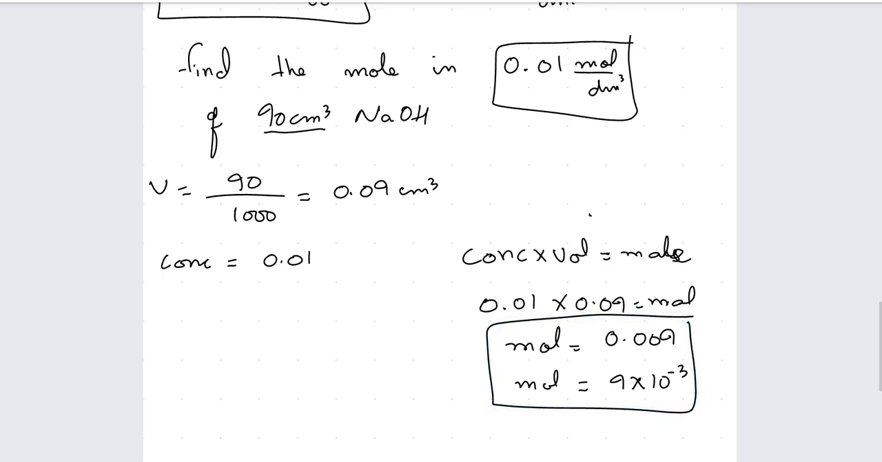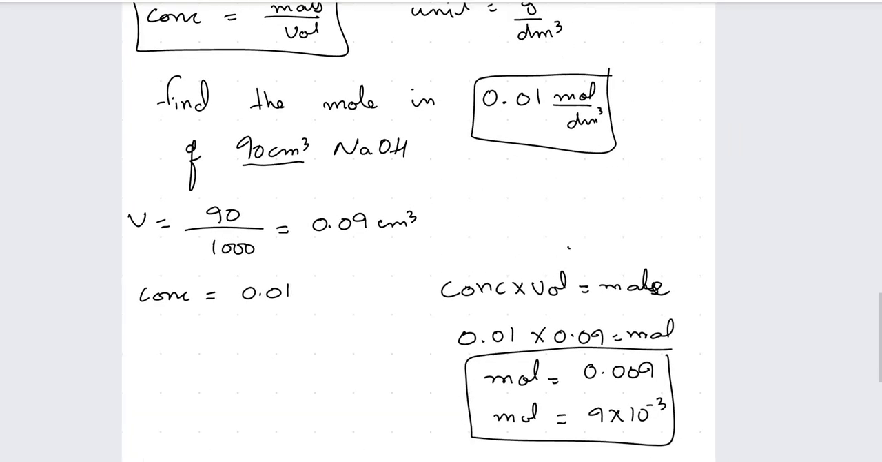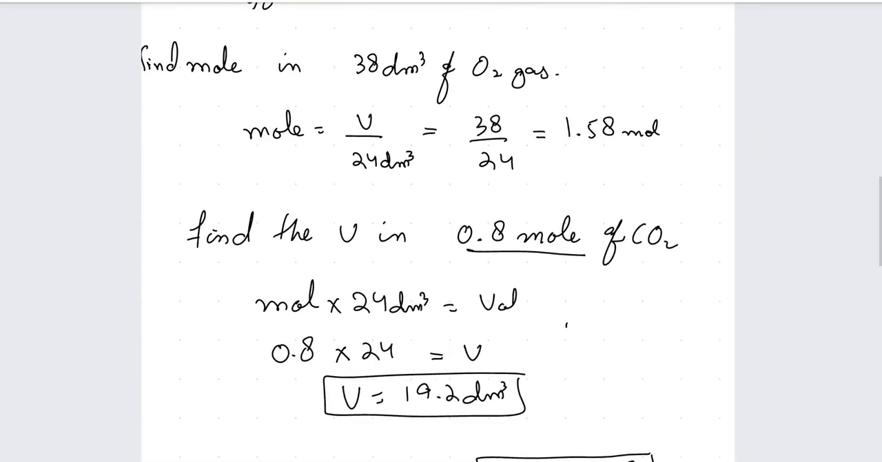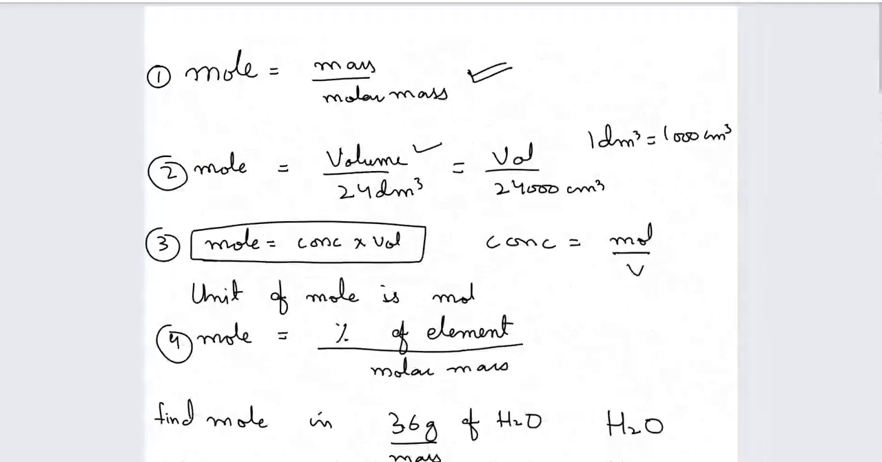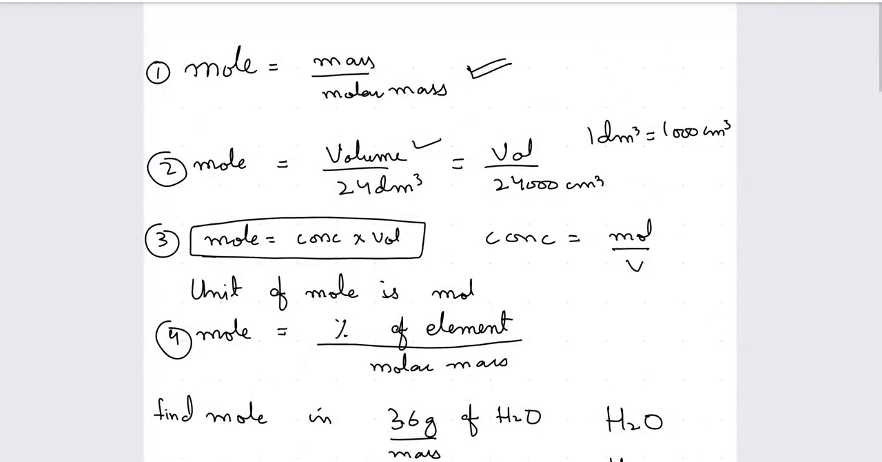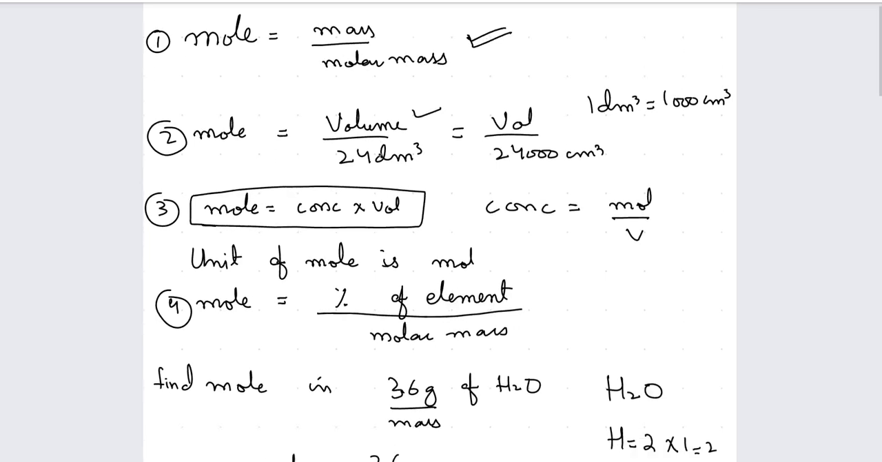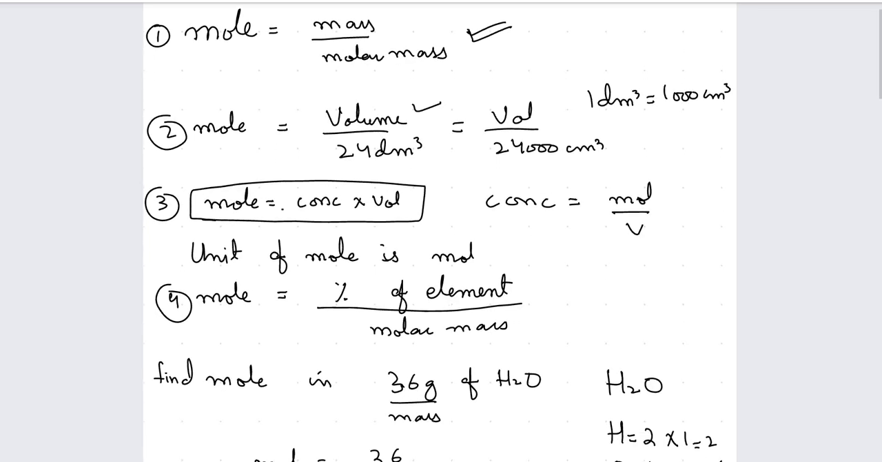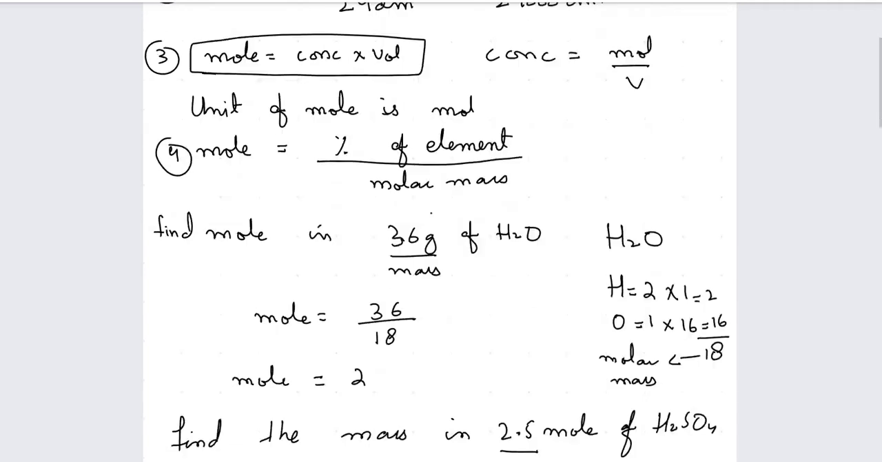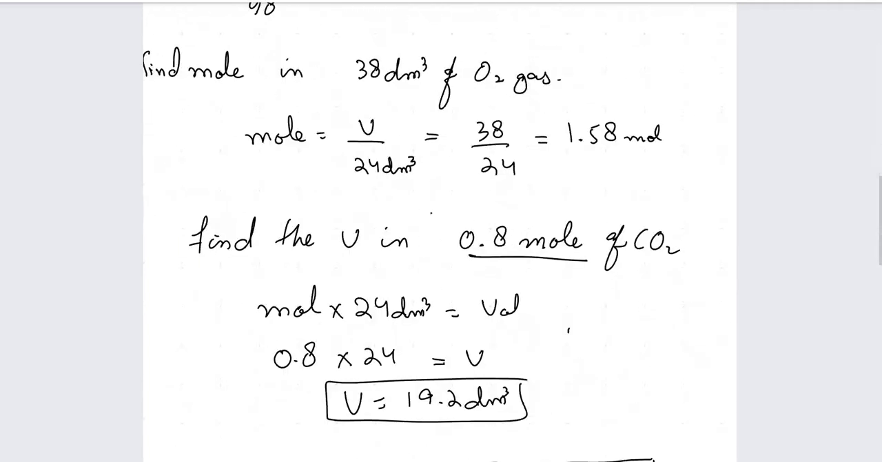So in this video I've explained how to use the three formulas in stoichiometry. That is, mole is equal to mass upon molar mass, mole is equal to volume divided by 24 decimeter cube, how to convert decimeter cube into centimeter cube, and find the mole with the help of concentration and volume. Thank you.